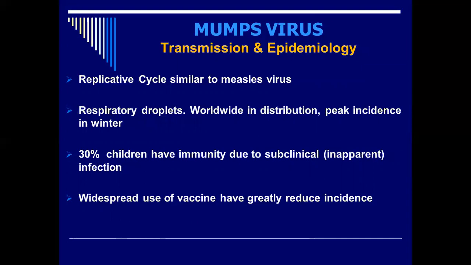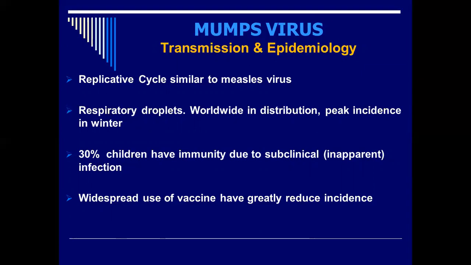The replicative cycle is similar to that of the measles virus that we have already discussed. Respiratory droplets are the source of infection. They spread the infection, which has a worldwide distribution, and we record peak incidence in winter seasons. There are no epidemic outbreaks like we have in the case of measles.